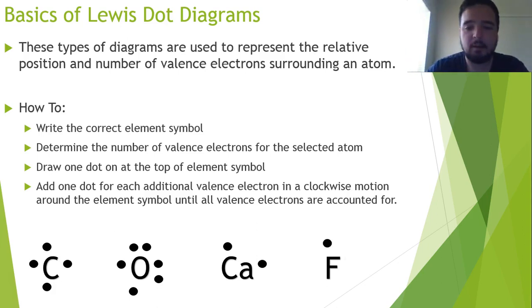Fluorine has 7 valence electrons because it's in group 7. So we know based off this, it has 3 pairs of electrons. So it actually only wants to form 1 bond because it only wants 1 electron.